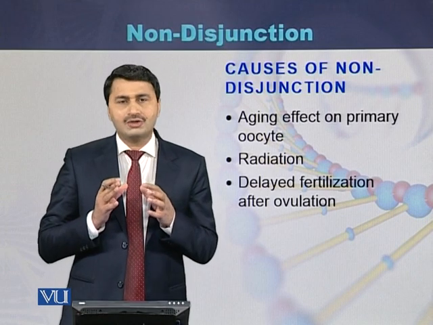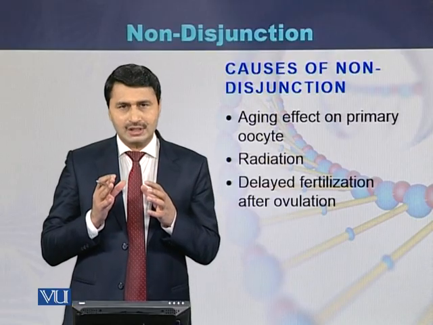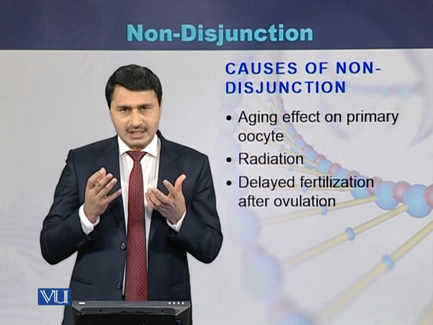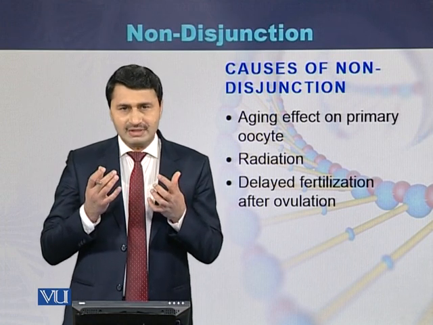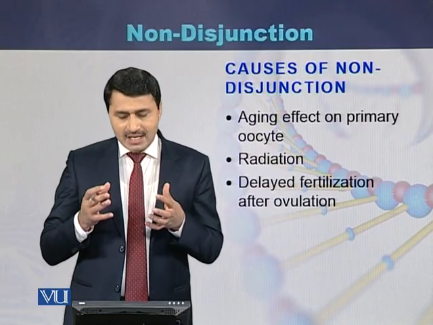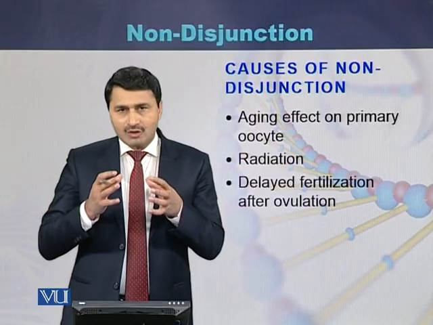Causes of non-disjunction. There are several causes of non-disjunction. The important causes are the age of the mother, meaning the age of the female, the radiations which are present in the environment, as well as delayed fertilization after ovulation.